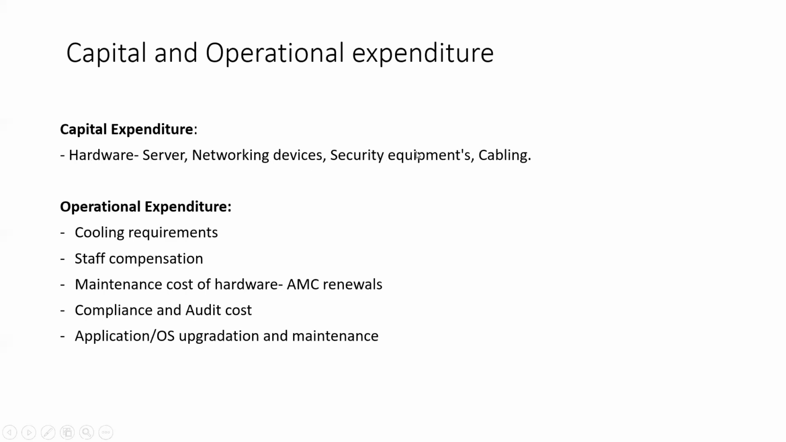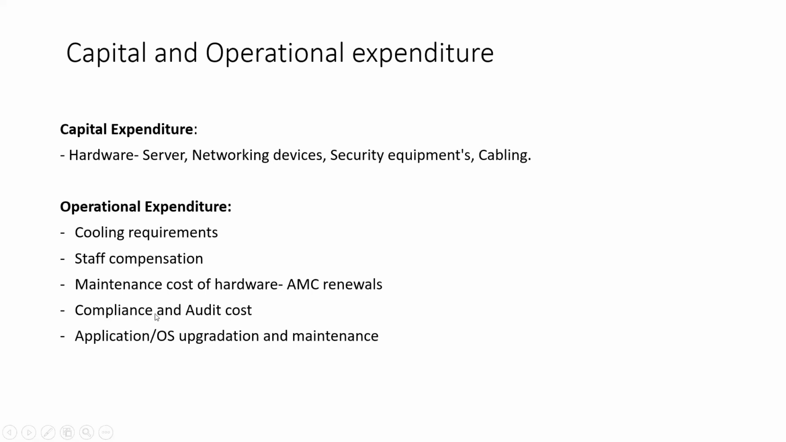Then in order to maintain these services, we had to invest in the operational expenditure as well. From time to time, we will have to manage the cooling requirements. We will have to give the salary to all the employees who will work as engineers. We will have to bear the maintenance cost because we have the physical servers. We have the physical network devices. So in order to maintain them, we need the AMCs. We need the warranties of the hardware. So we will have to pay a lot of money to the vendor every year. So that was also one of the expenses.